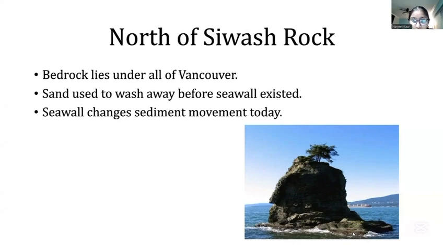bedrock. In the past, waves used to remove sand from the base of the cliff, but now the seawall stops that natural movement. Because of this, the beach here has changed and become small.